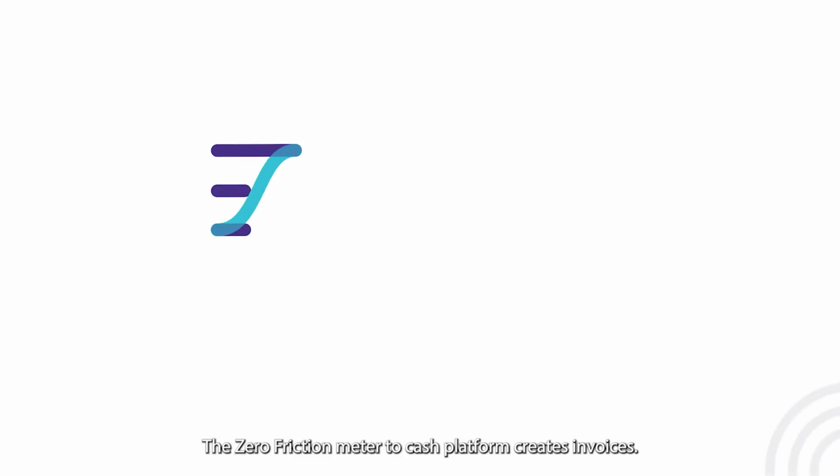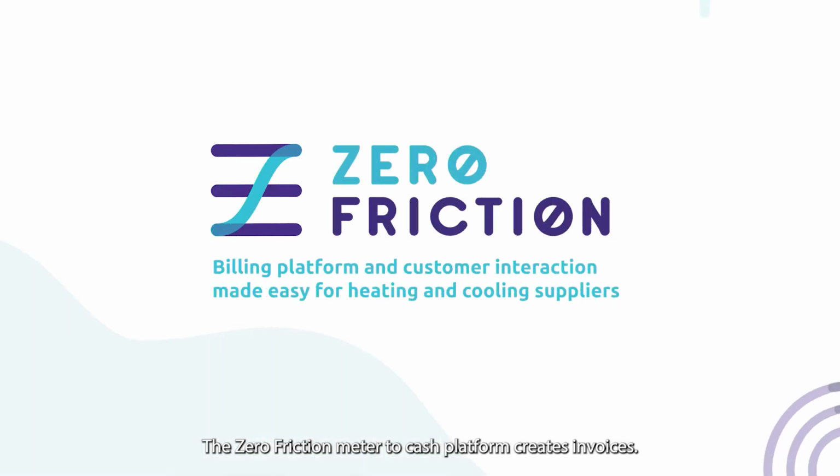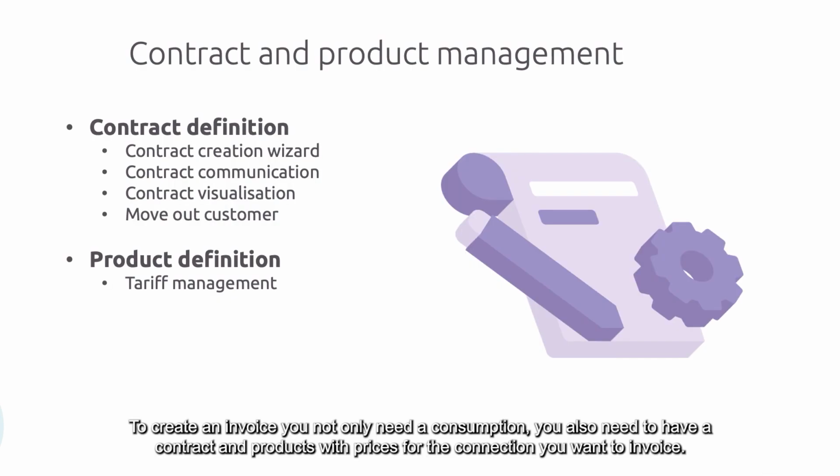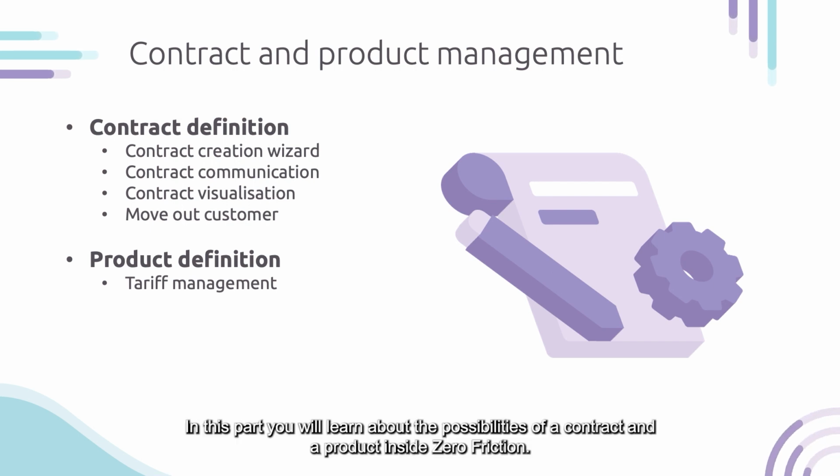The zero-friction meter-to-cash platform creates invoices. To create an invoice, you not only need a consumption, you also need to have a contract and products with prices for the connection you want to invoice. In this part, you will learn about the possibilities of a contract and a product inside Zero Friction.